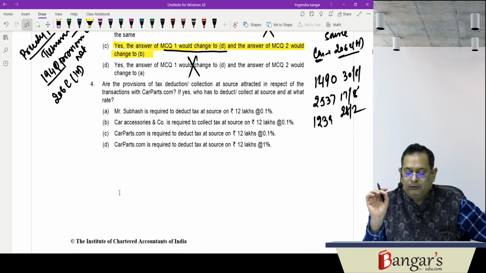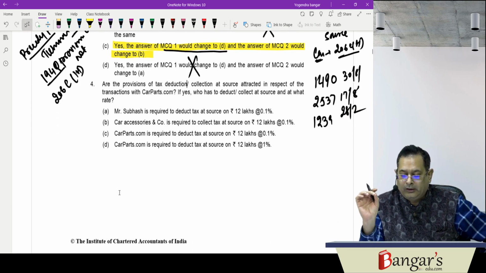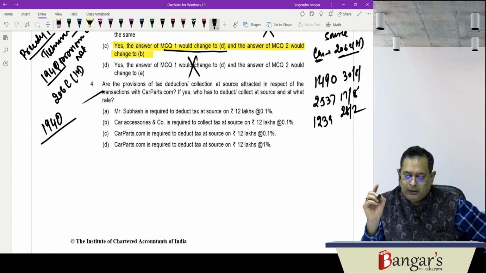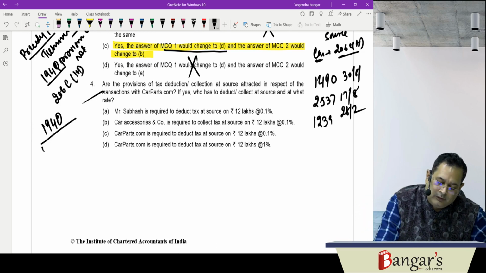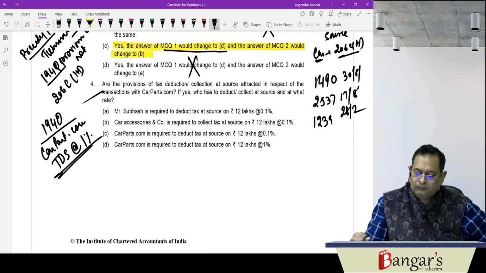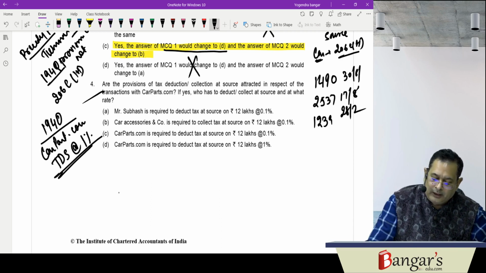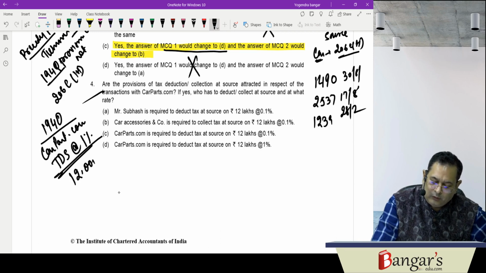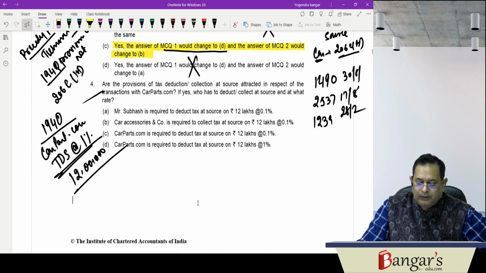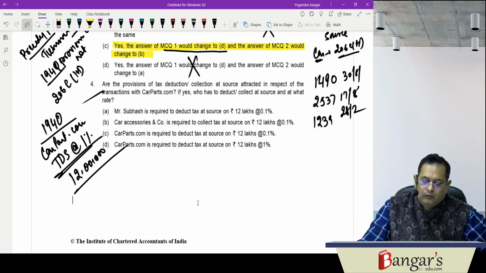Then, are the provisions of tax deduction and collection at source attracted in respect of the transaction with carparts.com? Definitely 194O is there, and provisions will be attracted. Here carparts.com will be liable to deduct tax at source. TDS will be made at the rate of 1%, on 12 lakh rupees, because here the GST element is not shown separately. So fundamentally carparts.com is required to deduct tax at source on 12 lakh rupees. So the answer will be D in this regard.